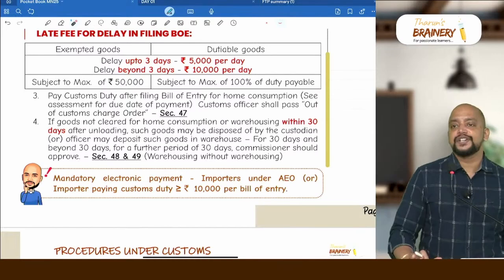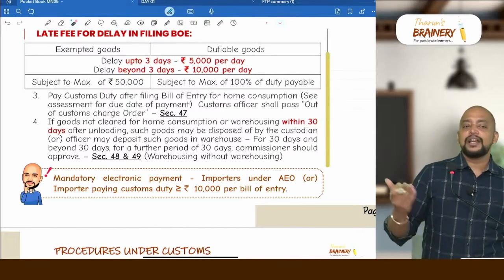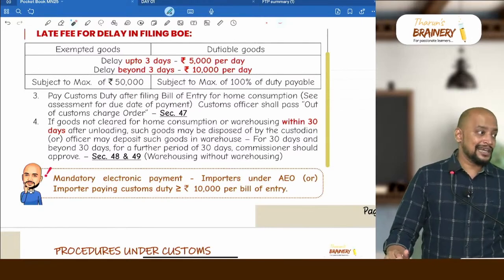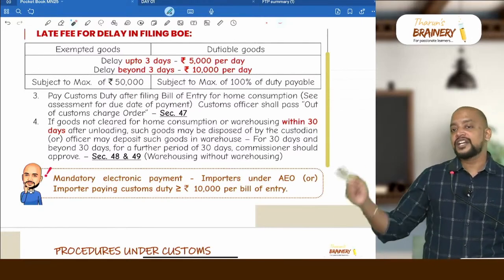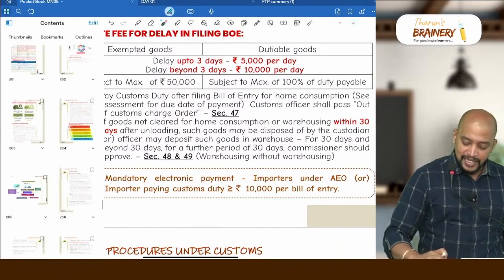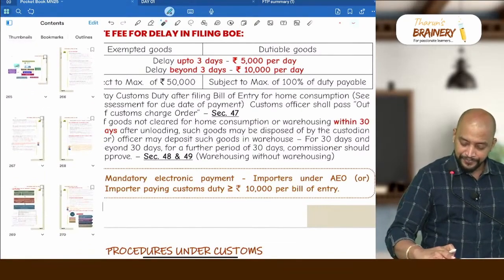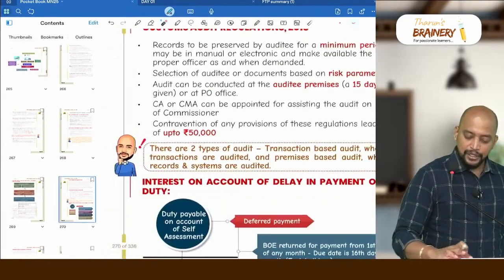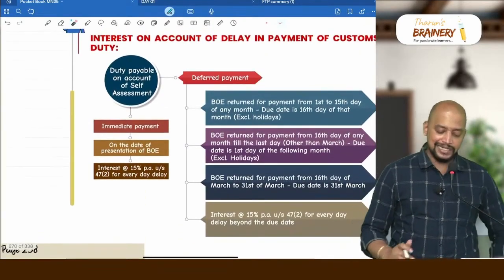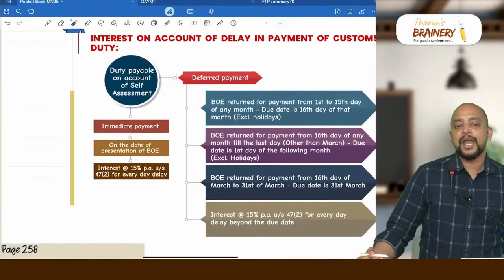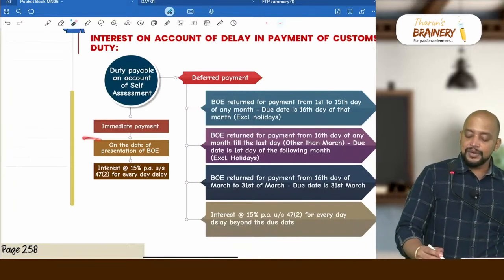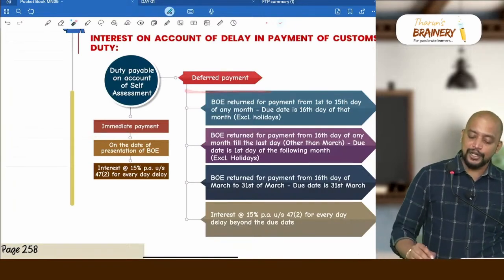And how is the customs duty payable? Electronically. When the customs duty is payable, two options are there: immediate payment option or deferred payment option. This immediate payment and deferred payment option is below, which you can see on page number 258. There are two options for payment of self-assessed duty by the importer. Immediate payment option, deferred payment option.